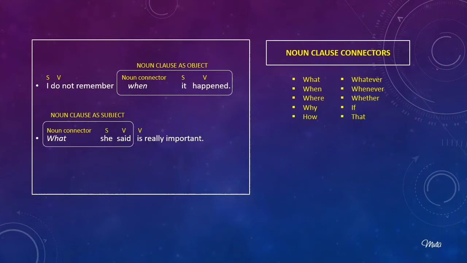The noun clause connectors that we can use in the sentence are what, when, where, why, how, whatever, whenever, whether, if, that.